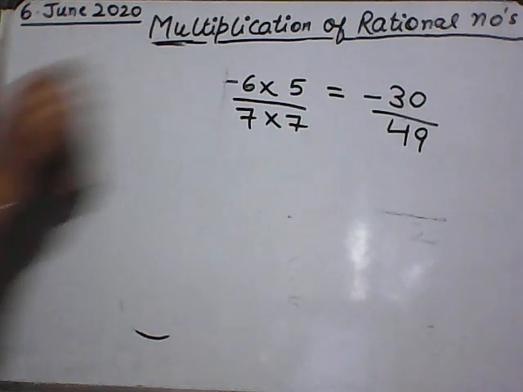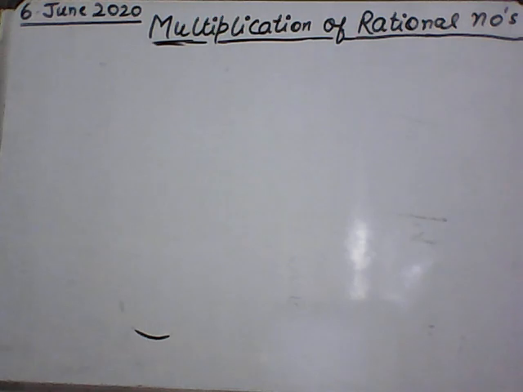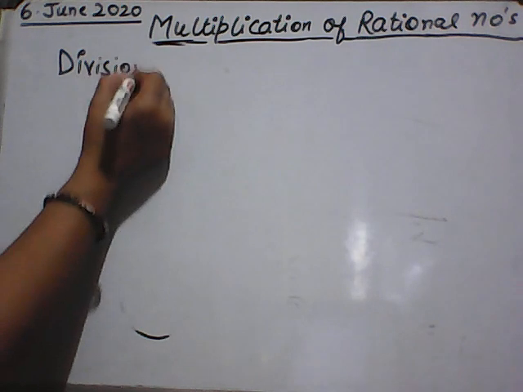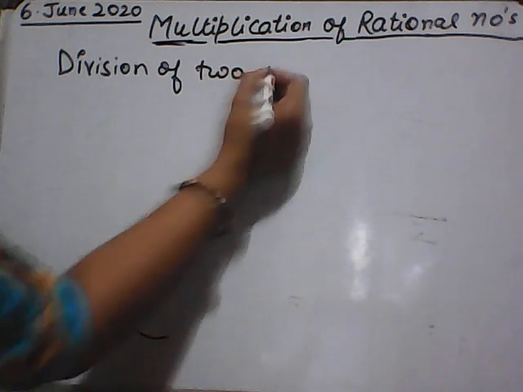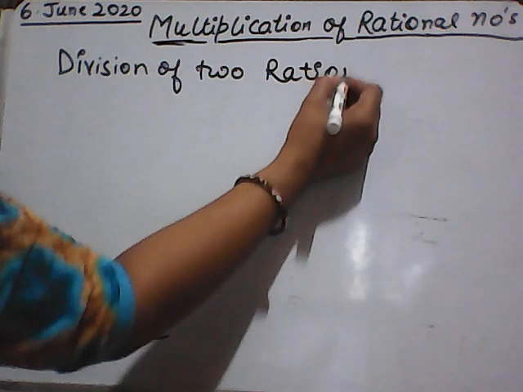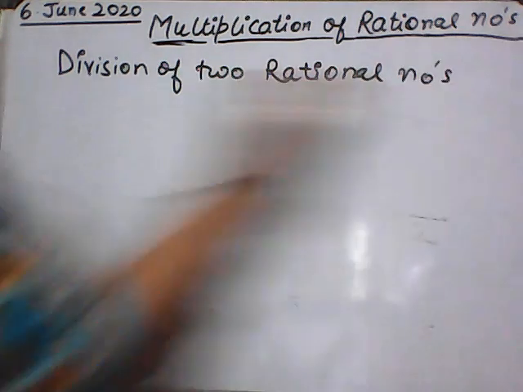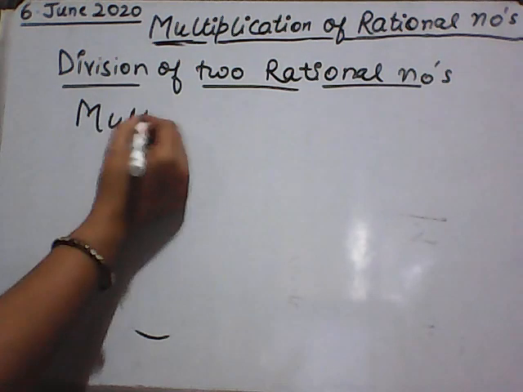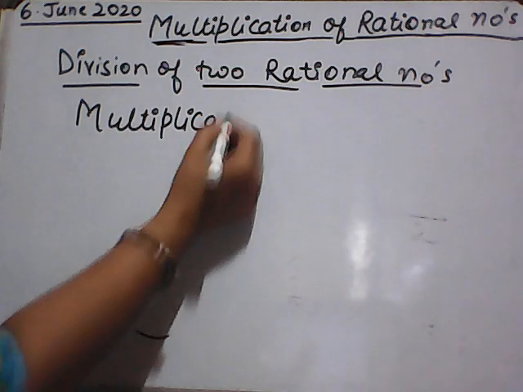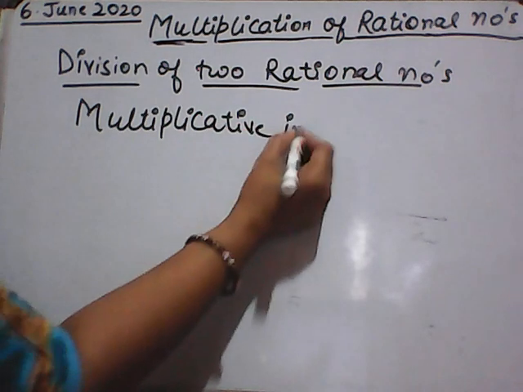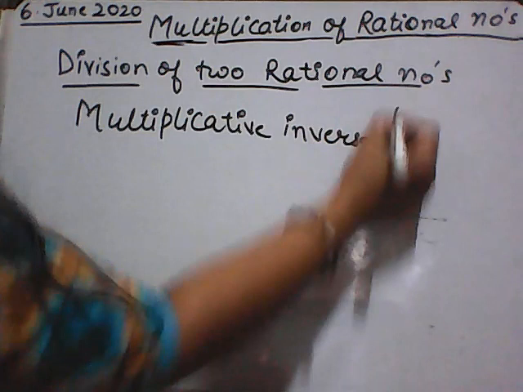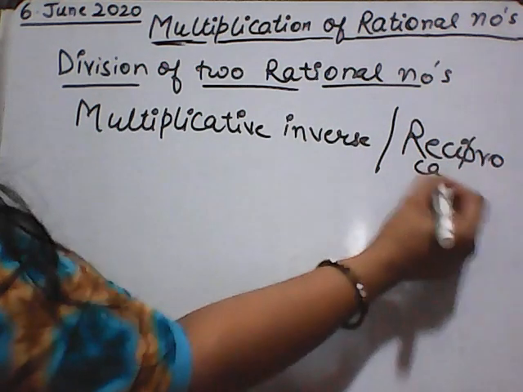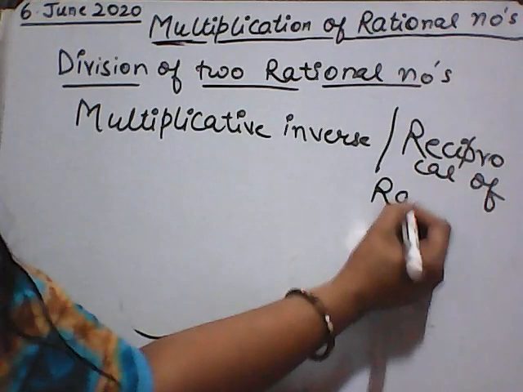Now the next topic is division of rational numbers. Division of two rational numbers. Before we start this topic, you all need to learn what is multiplicative inverse. What is multiplicative inverse? Multiplicative inverse is also called the reciprocal of a rational number.